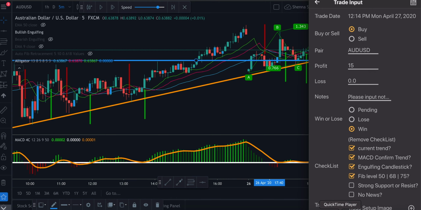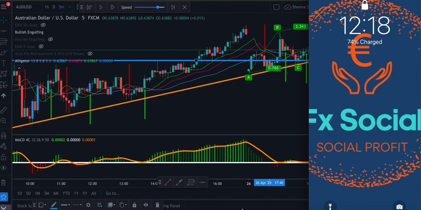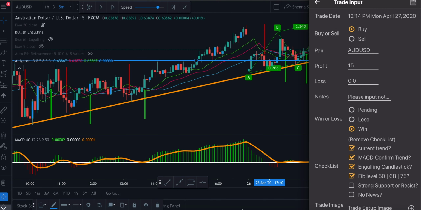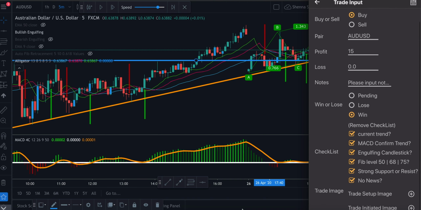And was there no news? Hey, let me check that off. Was there no news? Nope, there was no news. And you can take a picture of your trade also with this. And then you just hit save. And then I'm aiming for 15 pips. And I can come back in here later and put if I won or lost.